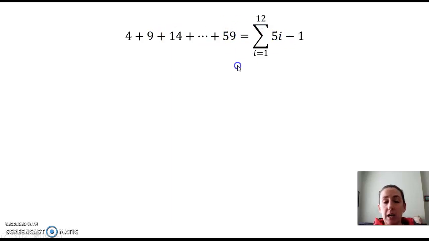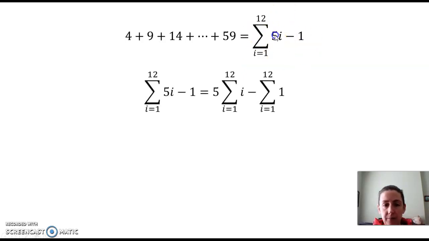Now you can pull out your calculator and do 4 plus 9 plus 14 plus 19, all the way up to 59, and see what happens. Or we can look at this summation right here, and we can break this up using our summation properties. This coefficient can come out front, and the sum and difference rule says I can take the summation of the first one minus the summation of the second one.